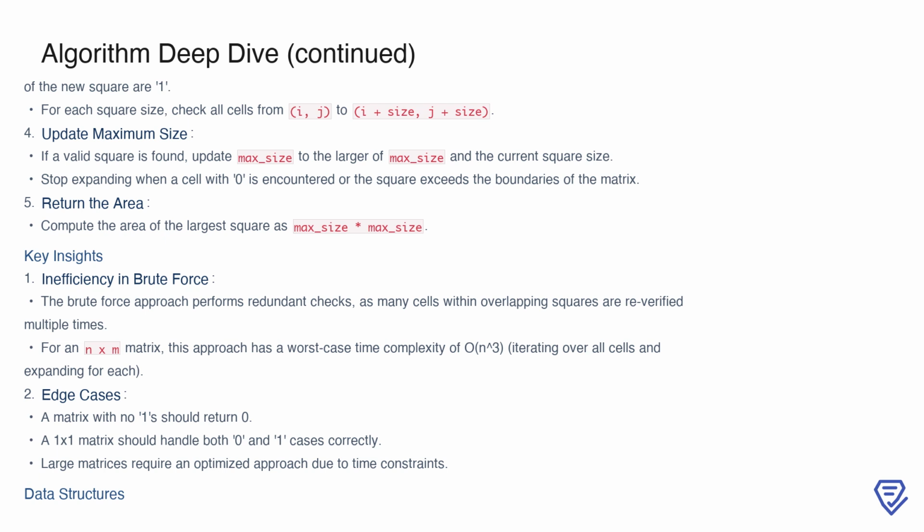Additionally, certain edge cases must be handled, such as matrices containing only zeros, which should return an area of 0, or very small matrices, such as 1x1 grids, where we need to manage both 0 and 1 inputs correctly.